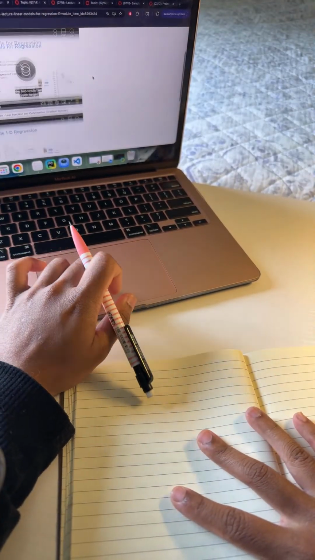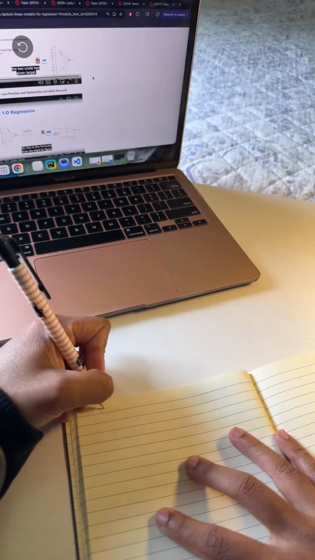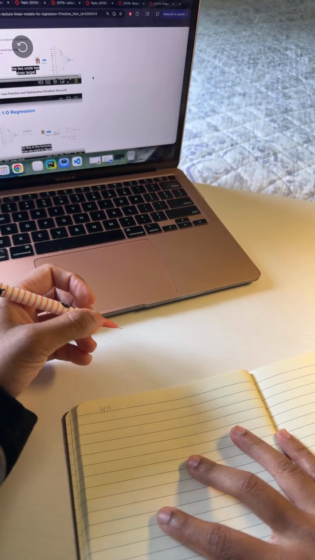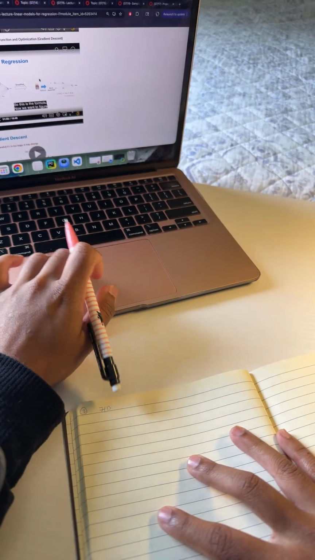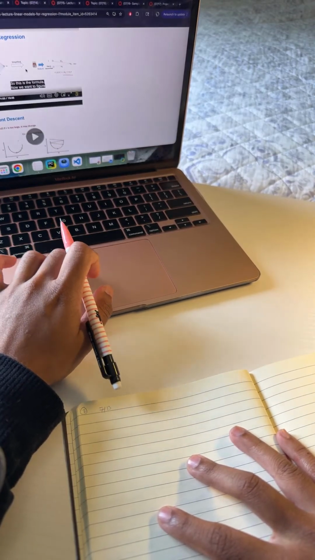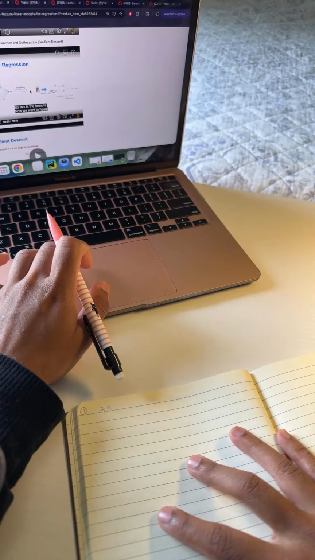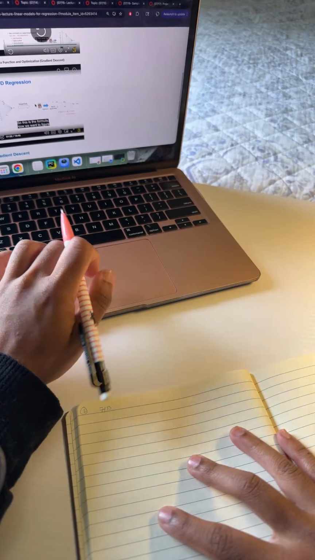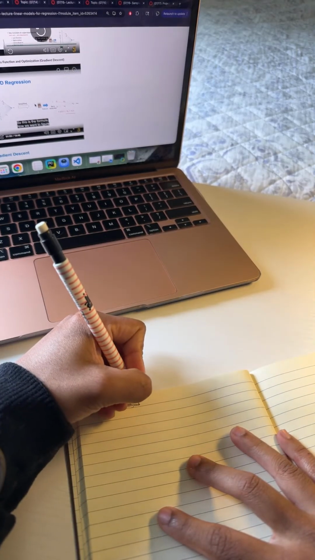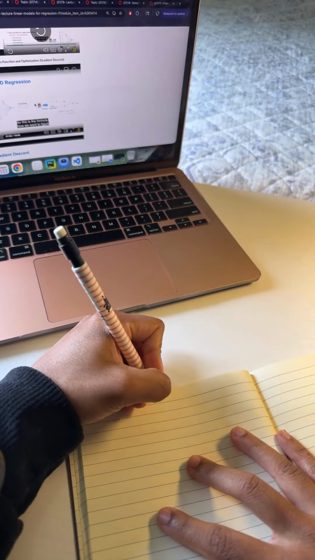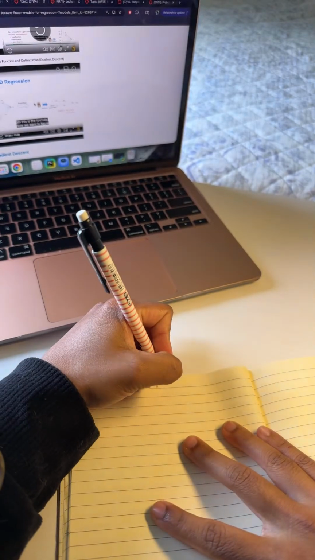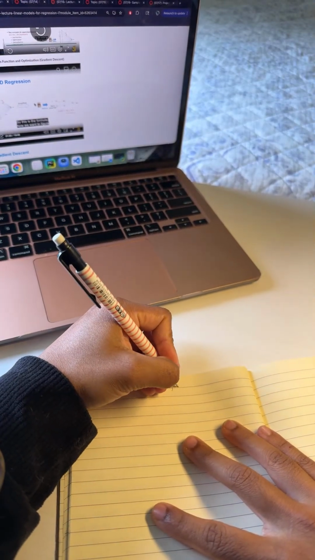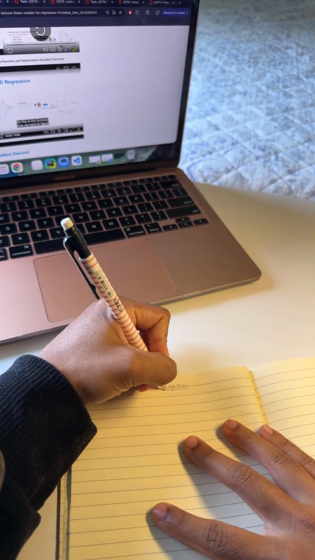So, this is for 713 lectures. This is the second one, because we finished the first one last time. So, we're doing simple one-dimensional regression. This is like the easiest example of linear regression.